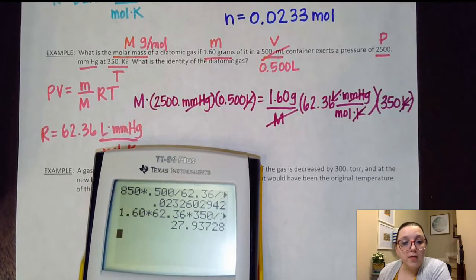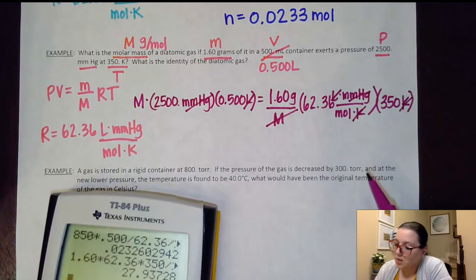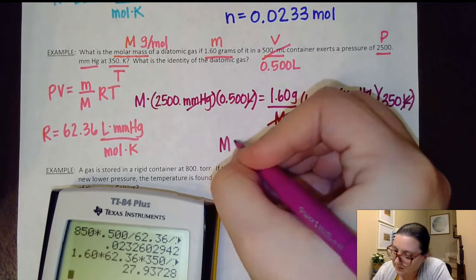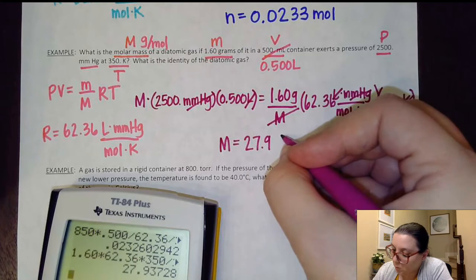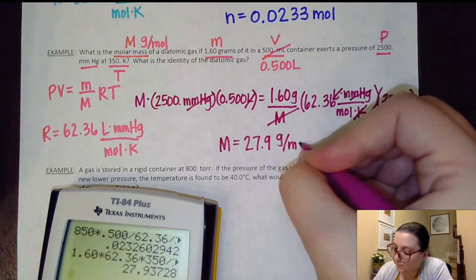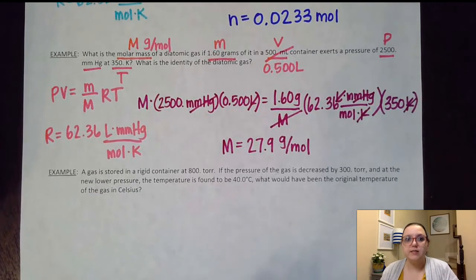And when I do all that, I end up using 3 sig figs. Again, I noticed most everything had 3 sig figs up on the top. So I'm going to report a molar mass of 27.9 grams per mole. Now, in thinking about a diatomic, if this represents 2 elements together, if I divide that by 2, that gets me roughly about 14 apiece.